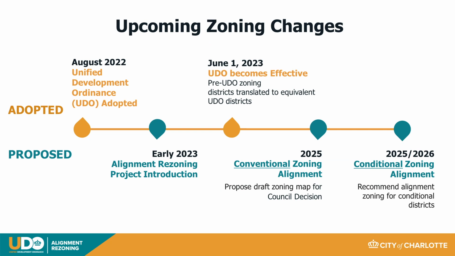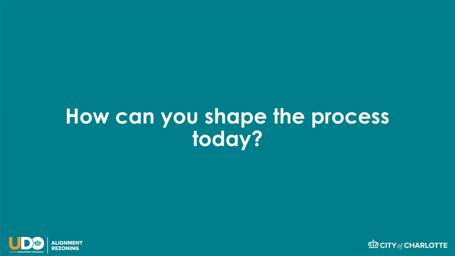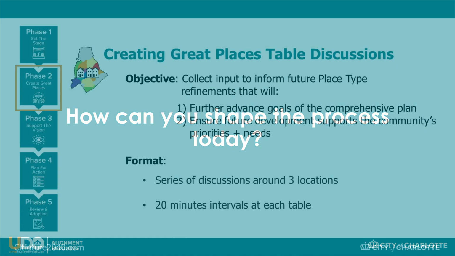The Unified Development Ordinance was adopted in August 2022 and became effective June 1, 2023. The Alignment Rezoning Project is in early development. A recommended draft zoning map for conventional districts is tentatively scheduled for 2025. A recommended draft zoning map for conditional districts is expected in late 2025 or 2026. With that, let's talk about how you can shape the community area planning process today.